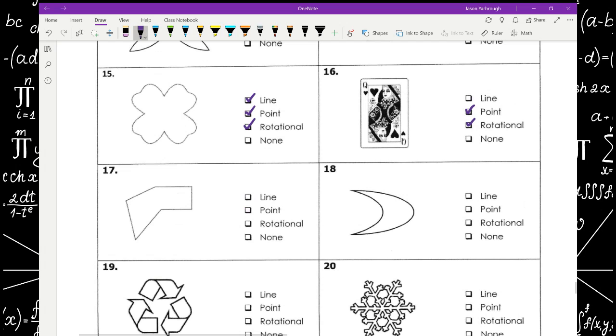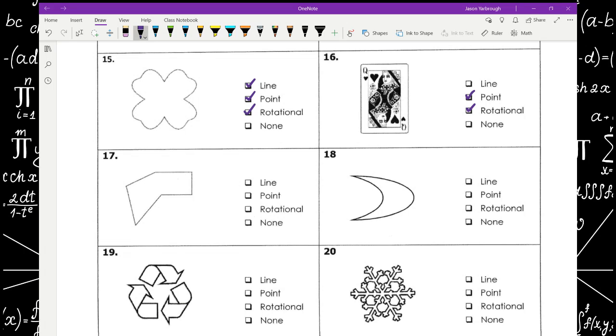17. Line symmetry, no. Point symmetry, no. Rotational symmetry, no. So none. 18. Line symmetry, yeah. Horizontal line. Is it the same if you turn it upside down? Not flip it upside down, but turn it upside down. No. And again, if that's not the same with that, it's not rotational either.